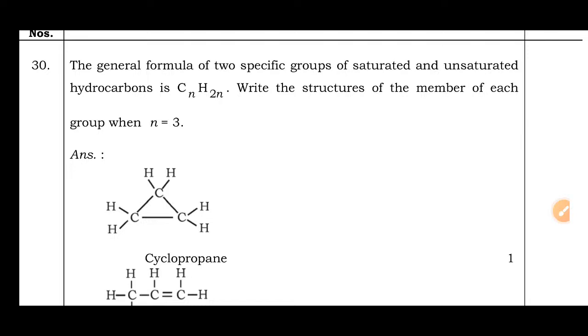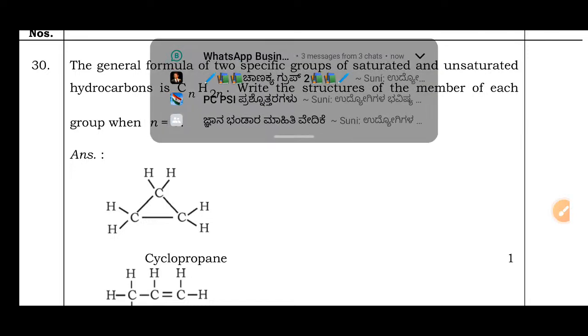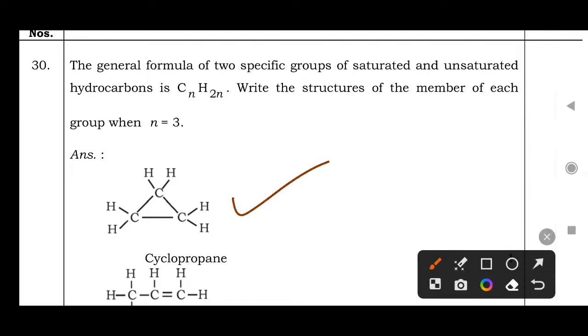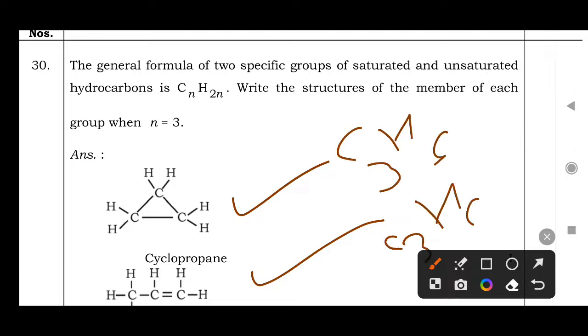The general formula of 2 specific groups of saturated and unsaturated hydrocarbon is CnH2n. This is saturated, this is unsaturated. In both cases, C3H6, they belong to CnH2n. Write the structure of a member of each group when n is equal to 3. Each group means the saturated group and the unsaturated group.